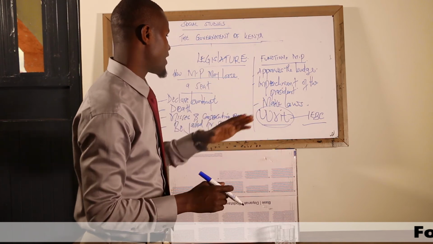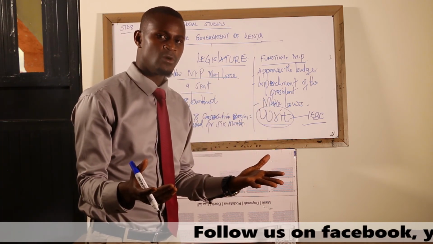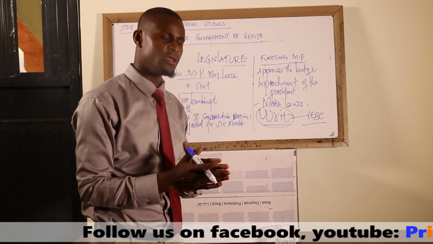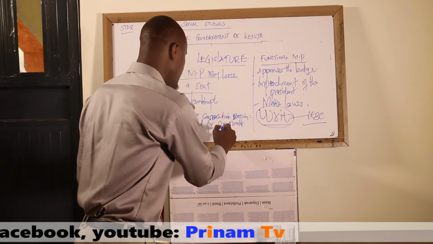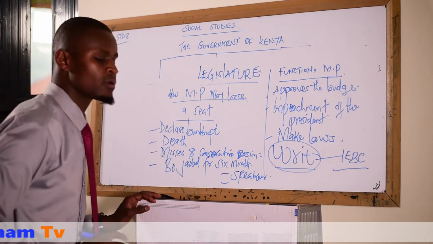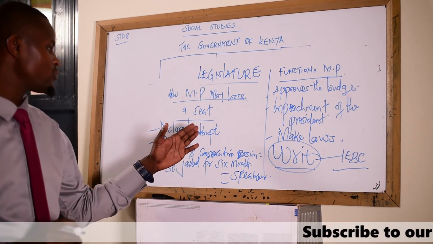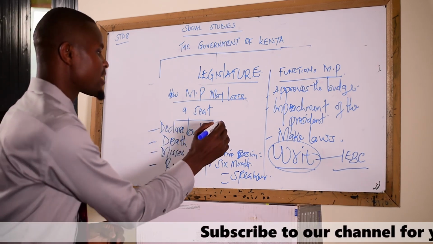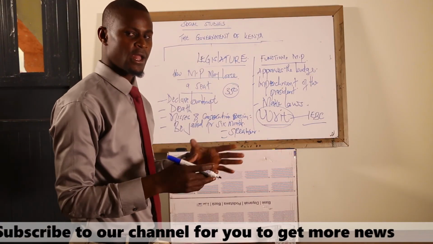After that, somebody may ask you in your question, who is an ex-officio member of parliament? You should recall that it is the Speaker of the National Assembly. Very important. And you should also know it has 350 members. Do not forget, we looked at it earlier.